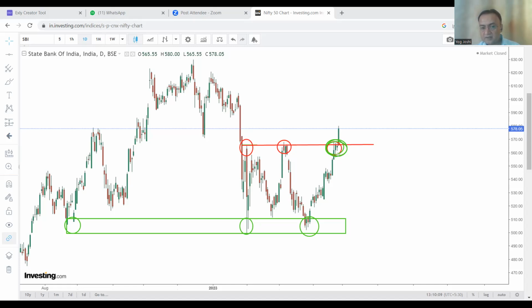Now what is the next resistance? See, this is the entire red candle. So the open price of this red candle, we can say, is the first resistance of SBI. This is the second resistance for SBI. If this resistance breaks, we can say this will be the third resistance for SBI. Clear for SBI chart?